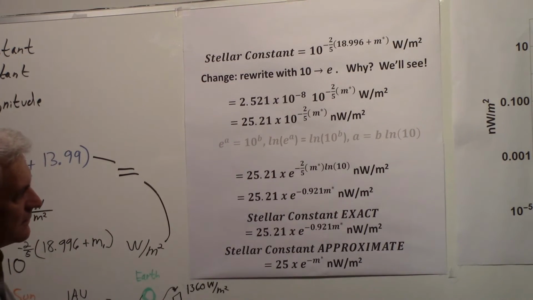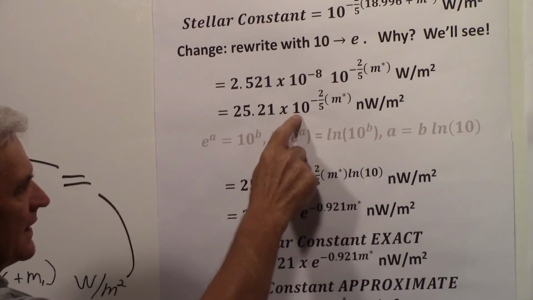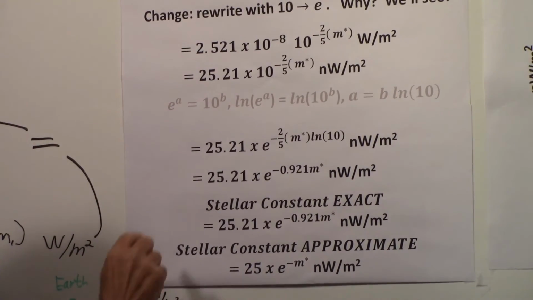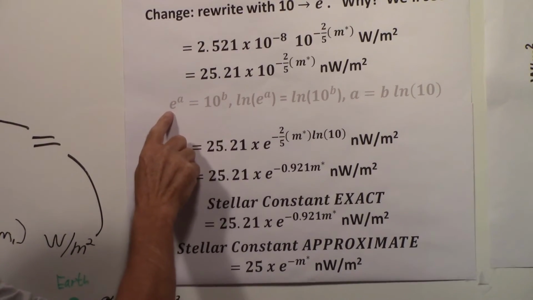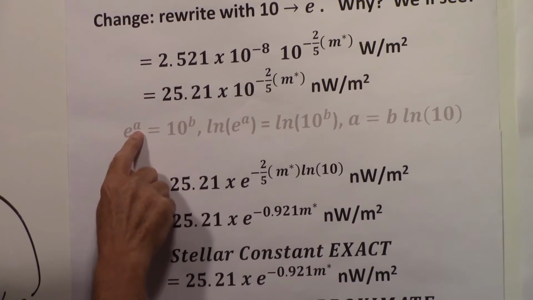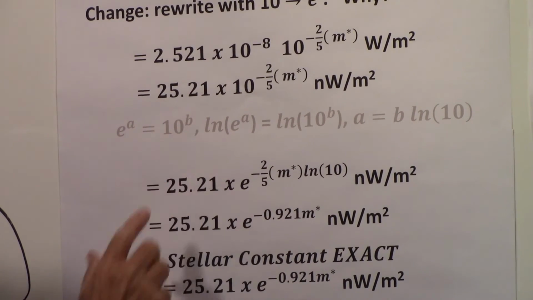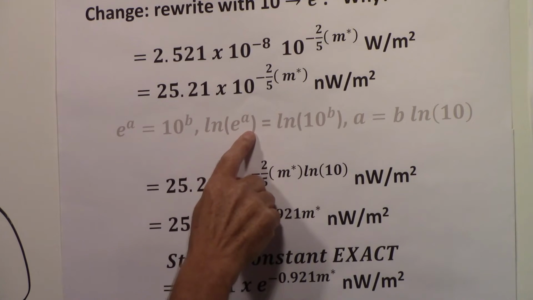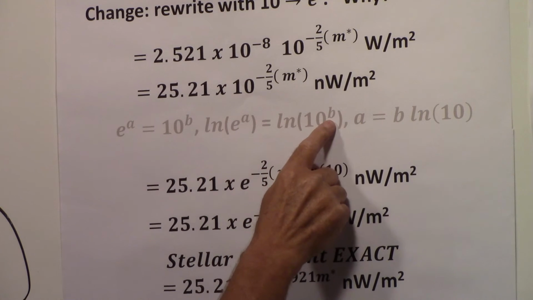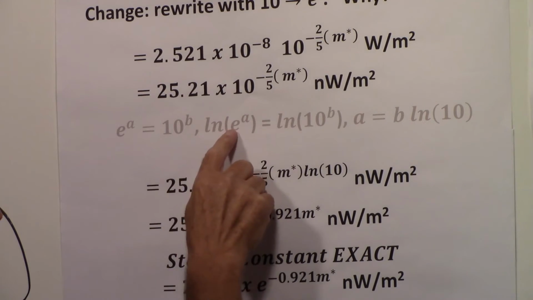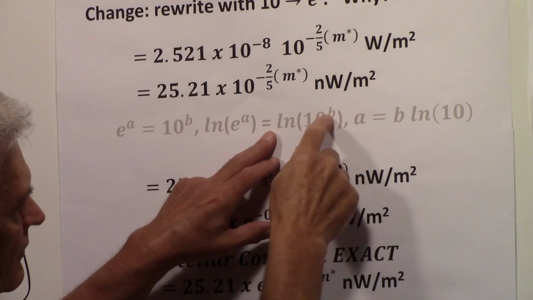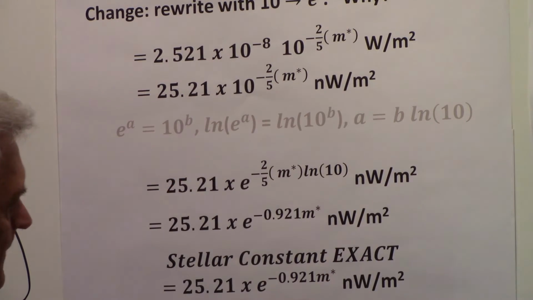All right. So how do we convert this to exponent e? Well, you can recall that e to the power of a is equal to 10 to the power of b. Now, what kind of relationship can we come up between those two? Well, if we take the natural log of both sides, we'll have the natural log of e to the a is equal to the natural log of 10 to the b. And so this term will reduce to a. This term will reduce to b times the natural log of 10.